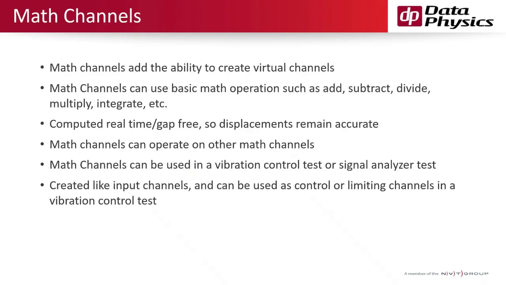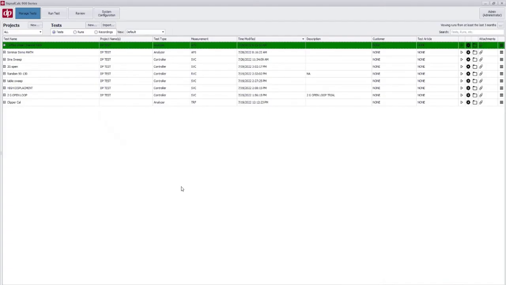Brief overview of math channels. Math channels add the ability to create virtual channels. They can use basic math operations such as adding, subtracting, dividing, multiplying, and integrating. They're computed in real time, so displacements remain accurate. Math channels can operate on other math channels, which I'll demo for you all. They can be used in a vibration control test or a signal analyzer test, and they're created just like input channels, so they can be used as control or limiting channels in a vibration control test.